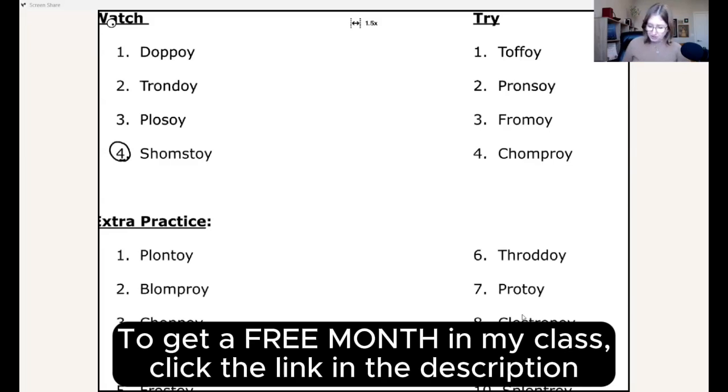Make sure that you articulate this SH and this S the way that it is intended. SH, your lips are puckered forward. Sh. S, they are stretched back. S. So sh versus s.